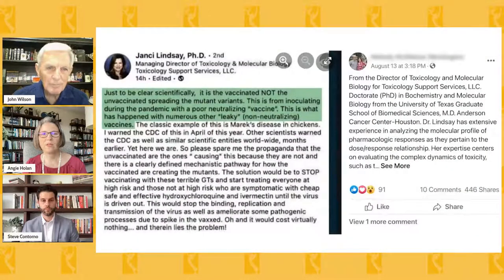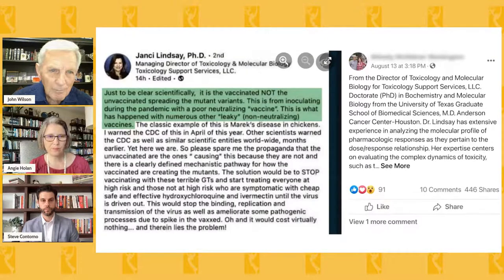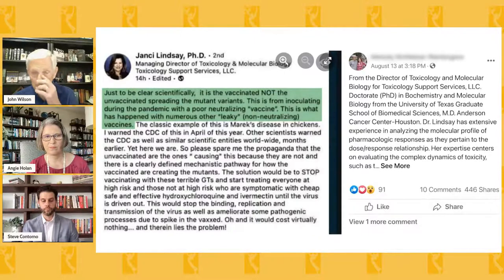Hey there, it's Josie with PolitiFact. We're always checking out things we see on social media and ideas readers send us. We're looking to debunk misinformation. Recently, we came across this claim about the COVID-19 variants. The post says, "Just to be clear, scientifically, it is the vaccinated, not the unvaccinated, spreading mutant variants. This is from inoculating during the pandemic with a poor neutralizing vaccine. This is what has happened with numerous other leaky, non-neutralizing vaccines." No, it's not. So what is a variant? A variant of the COVID-19 virus is one that has mutated in a way that bolsters its spread or severity compared to the original strain that emerged in Wuhan, China.